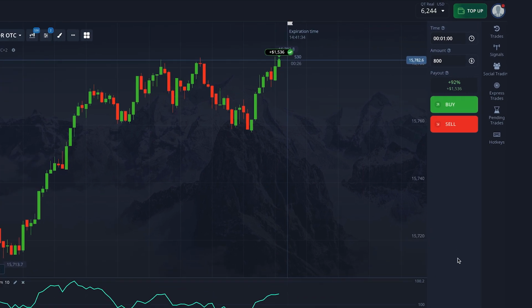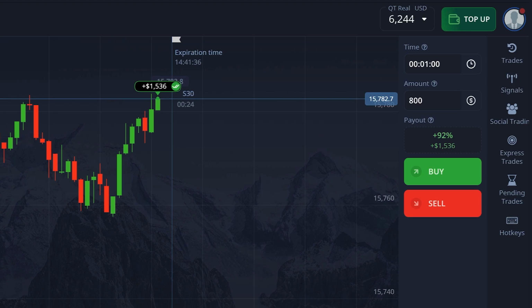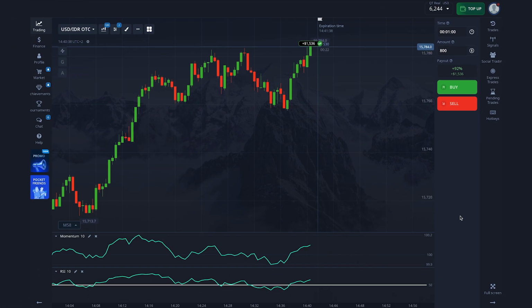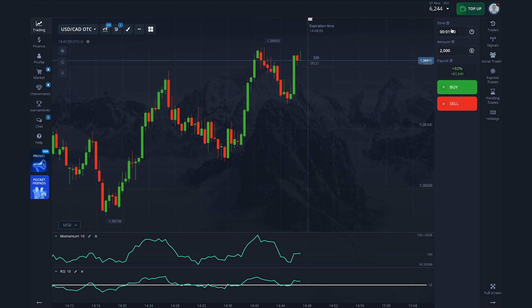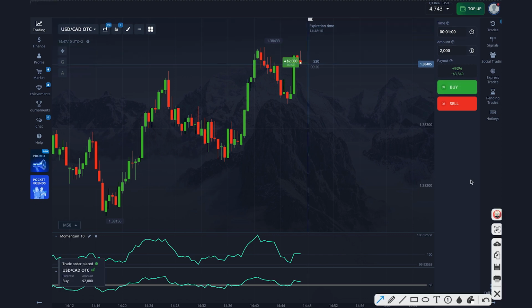The result is a plus of $736. Balance adds up, and confidence only strengthens. The final situation of the day looks confident. The timer is 1 minute. I open a trade to buy for $2,000.